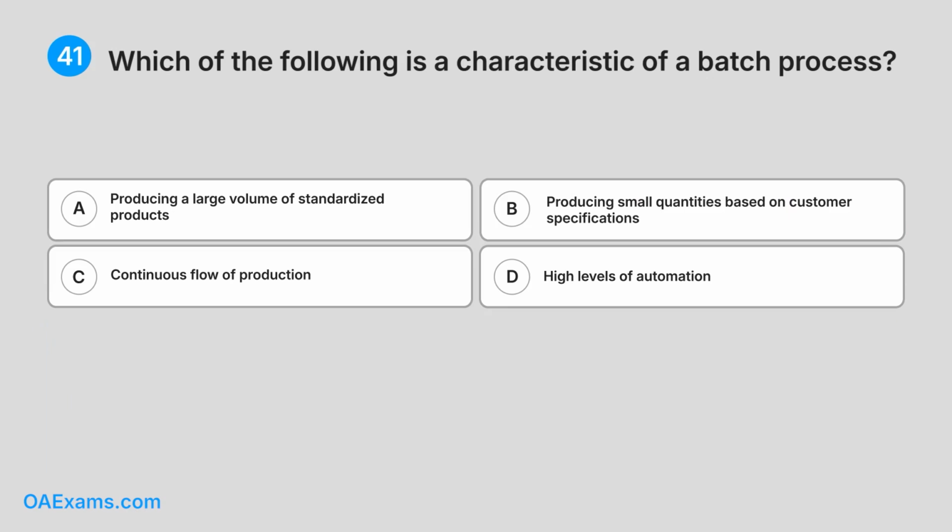41. Which of the following is a characteristic of a batch process? A. Producing a large volume of standardized products. B. Producing small quantities based on customer specifications. C. Continuous flow of production. D. High levels of automation. Do you know the answer?